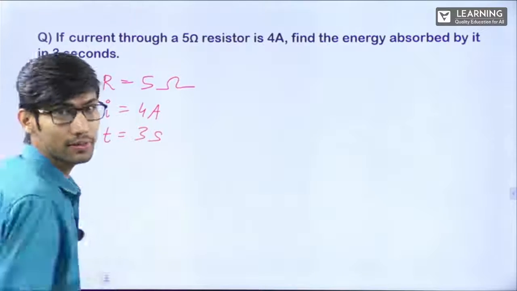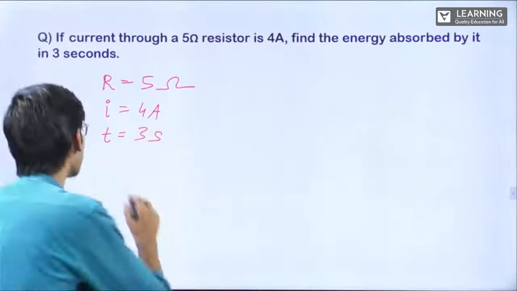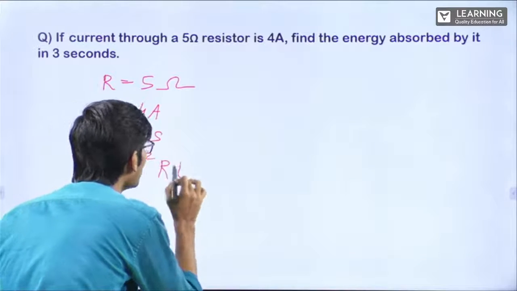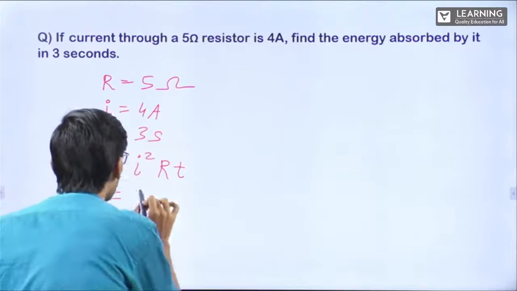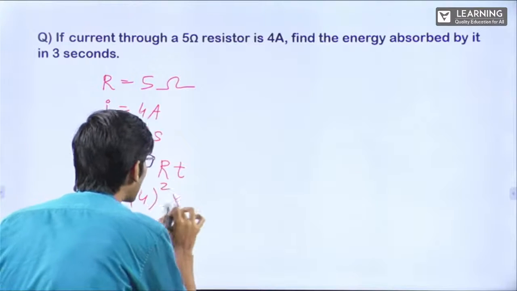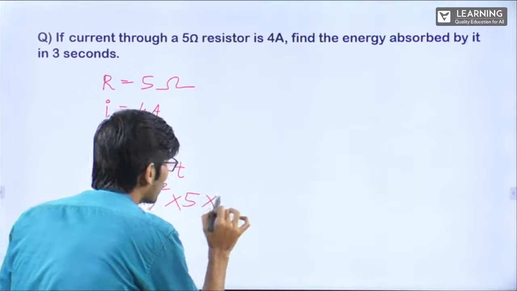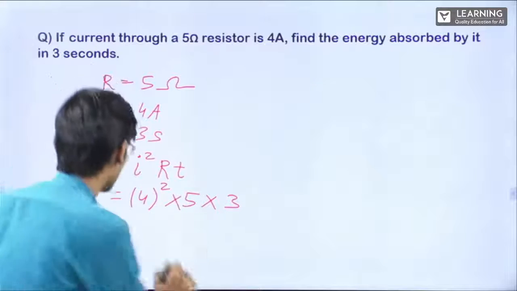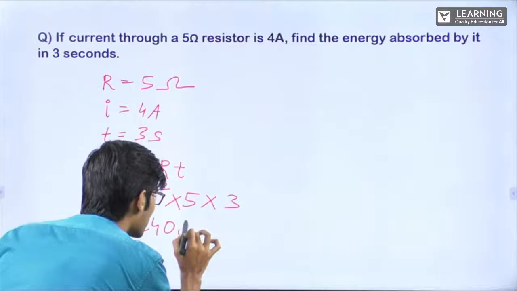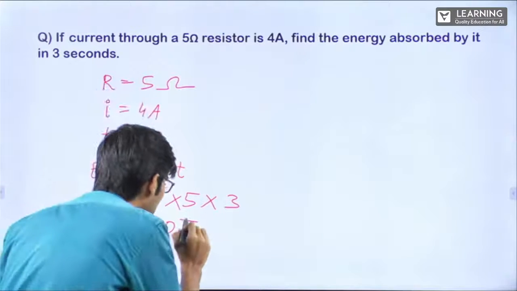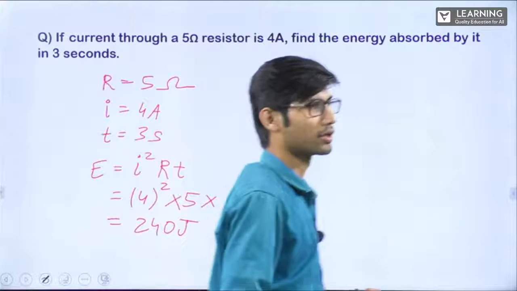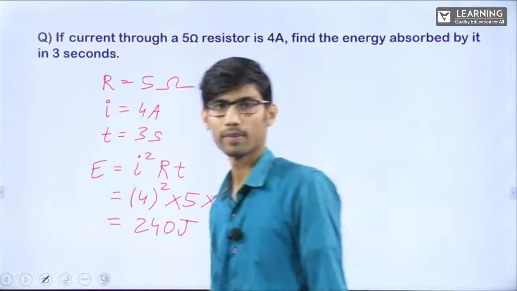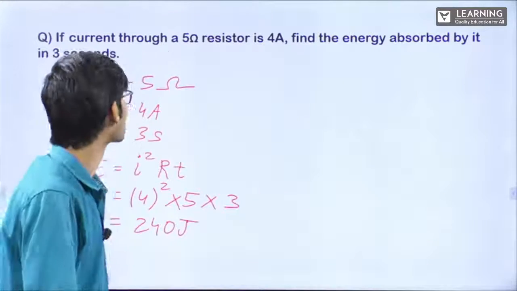Current is constant, so I can use the formula which we have taken out. E is equal to I square R into T. That is equal to 4 whole square into R into T. 16 5s are 80 into 3, 240. 240 joule. I hope the calculation is correct. Just check. If not, the main thing is the concept. I hope you understood that. Okay. Next.